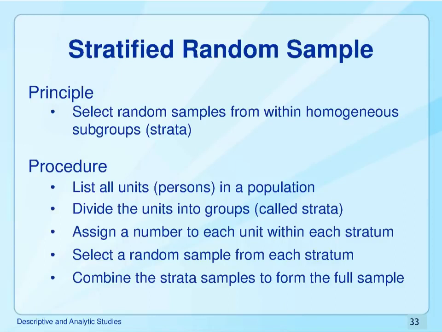Now a number is assigned to each unit within each stratum, and here the strata are based upon ethnicity. So a number is assigned to each unit within each stratum, and then a random sample is selected from each stratum. Okay. Finally, you're going to combine the random samples within each stratum to form the full sample. So each member of a particular stratum has an equal chance of being selected. However, the probability of selection might actually be different between the strata depending upon their sizes.